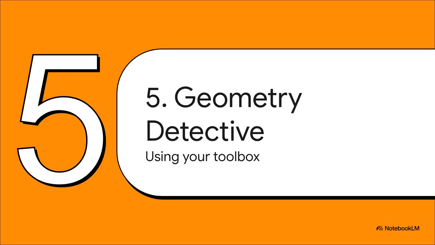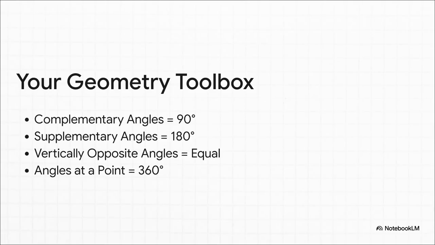All right, our toolbox is officially packed with some awesome tools. So, it's time. Let's put on our detective hats, maybe grab a magnifying glass, and start using everything we've learned to solve some geometric mysteries. Let's do a quick recap of the tools we have. We've got our 90-degree corner rule, our 180-degree straight line rule, the opposite angles are equal rule, and the full circle 360 rule. Just with these four, you can solve a shocking number of problems.